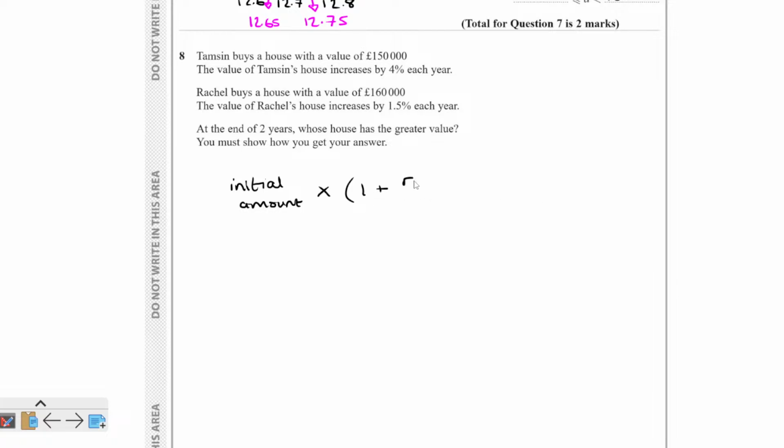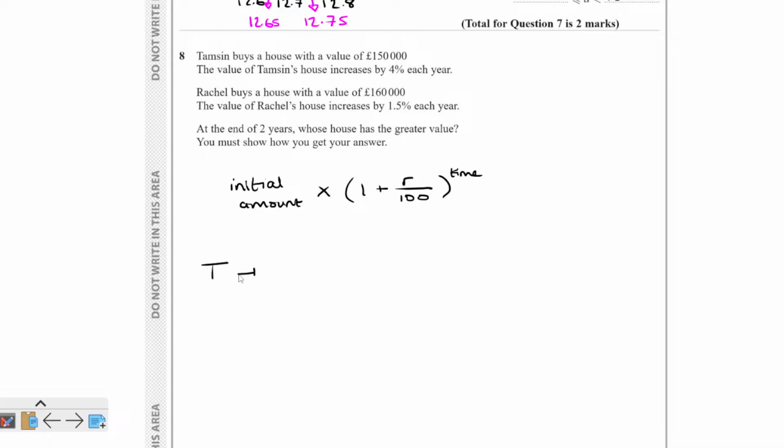And then you do R, which I call R, that is the percentage over 100. That's again just converting it into a decimal, isn't it? To the power of the time. As I said, they might use different letters on the formula sheet, but it's basically the same concept. So we just need to do this twice, one for Tamsin, one for Rachel.